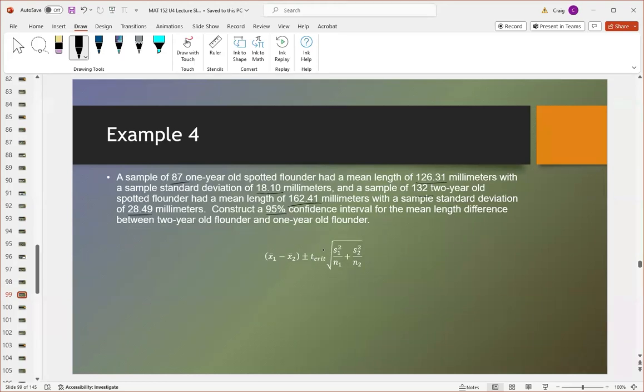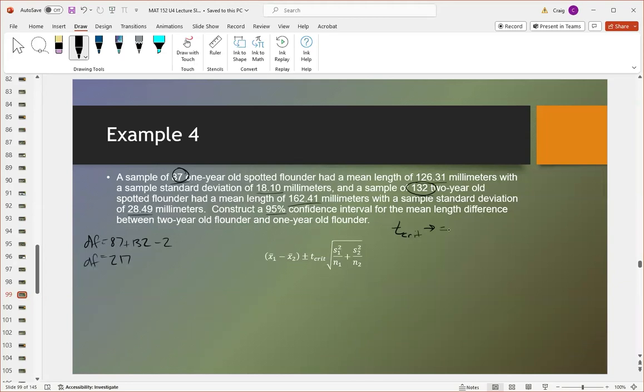Well, the first thing we need in order to do this very easily is to find our critical t-value. And again, this will come from a table or come from Excel. We need our degrees of freedom. We have 87 and 132: 87 plus 132 minus 2. The degrees of freedom are 217.